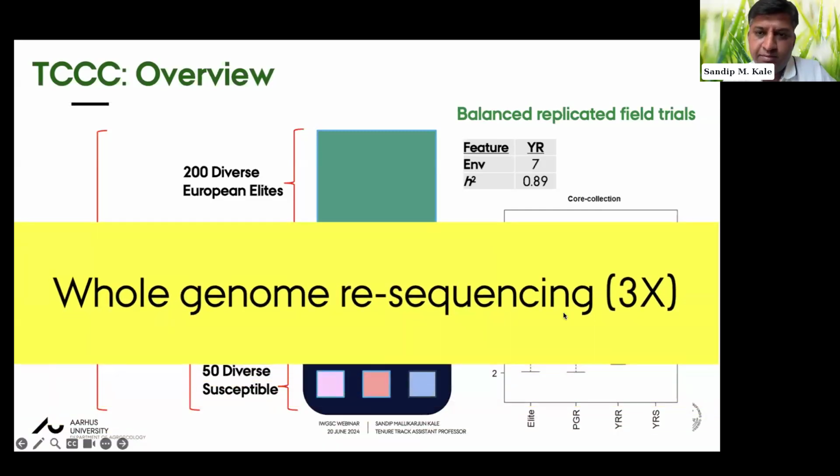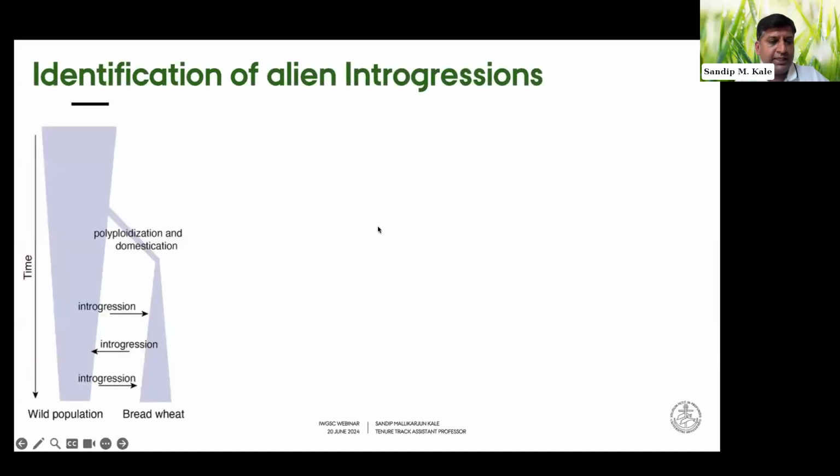We sequenced this core collection at higher depth using a whole genome resequencing approach, and then it was used for further identifying the introgressions. As I mentioned, bread wheat is derived from its progenitors by two rounds of polyploidization. But the beauty of wheat is it can still be crossed with its progenitors. And there are 300 different species with which wheat can be crossed. And these are called alien introgressions.